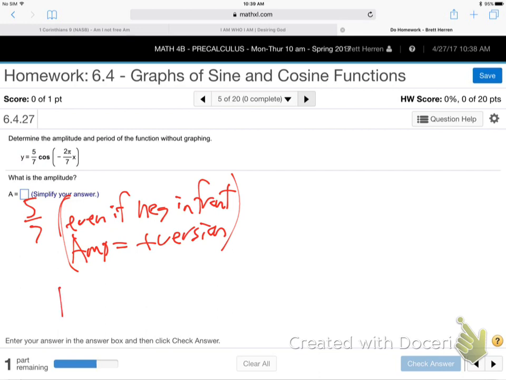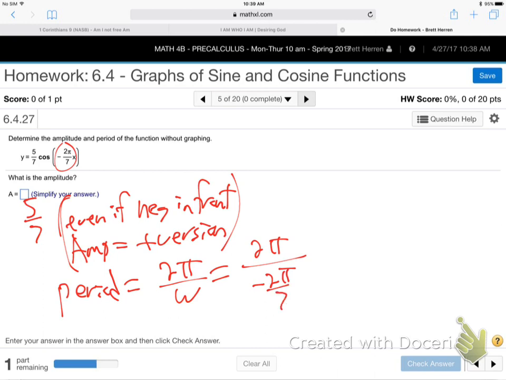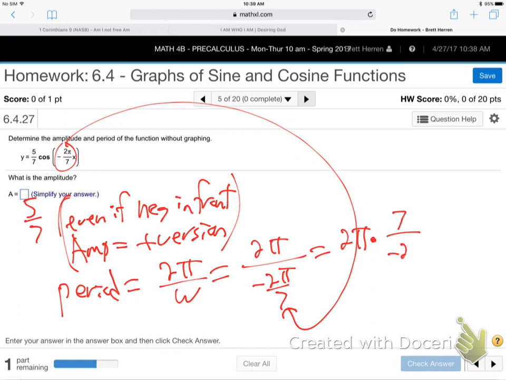So what's the period, though? Let's do the period. It's 2 pi over omega, omega meaning whatever's next to x. What's next to x? Negative 2 pi over 7. Does that make sense? And what do you do with a fraction on the bottom of a fraction? Give it a flip. So it's 2 pi times 7 over negative 2 pi. 2 pi's cancel. The negative is still there, though. Negative 7.